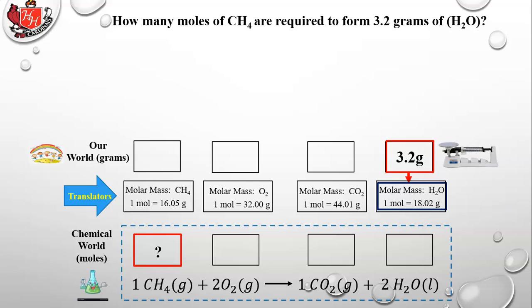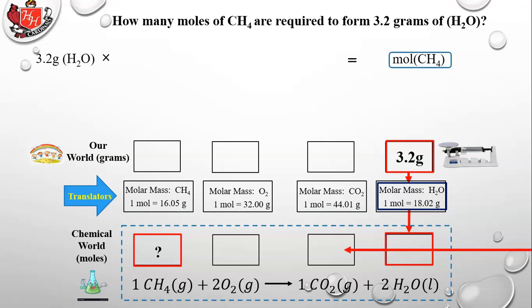First, we need to go from 3.2 grams, use our molar mass for water to tell us how many moles of water we have. Okay, and that's going to put us in that box right there, moles of water. So you're converting from grams of water to moles of water using the molar mass, that translator that does that for us. Once you have moles of water, then you're going to move across to moles of CH4. So we're going to come across here and go from moles of water over to moles of CH4.